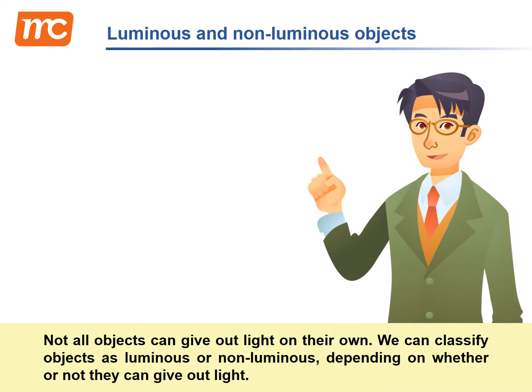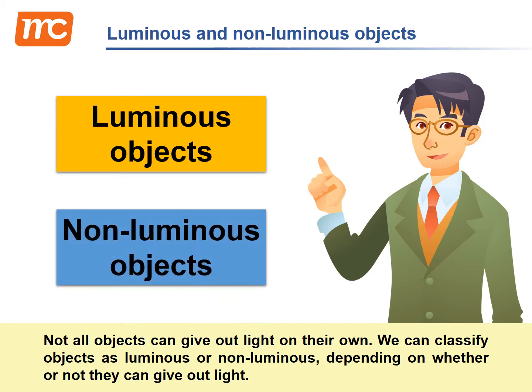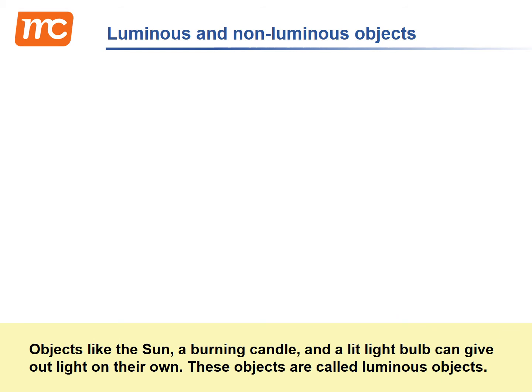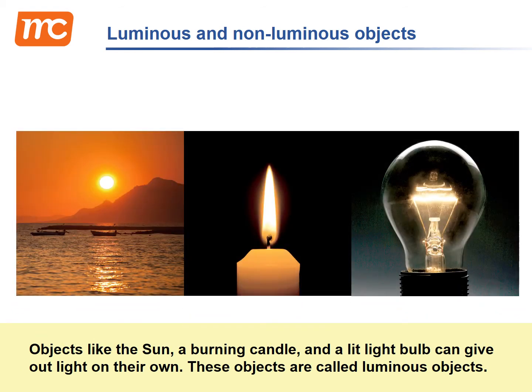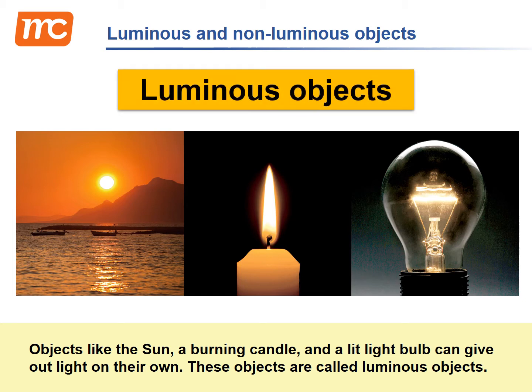Not all objects can give out light on their own. We can classify objects as luminous or non-luminous, depending on whether or not they can give out light. Objects like the sun, a burning candle, and a lit light bulb can give out light on their own. These objects are called luminous objects.